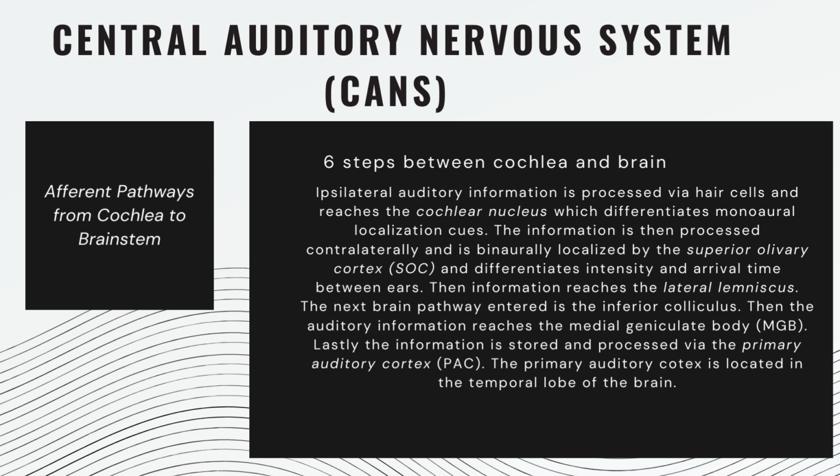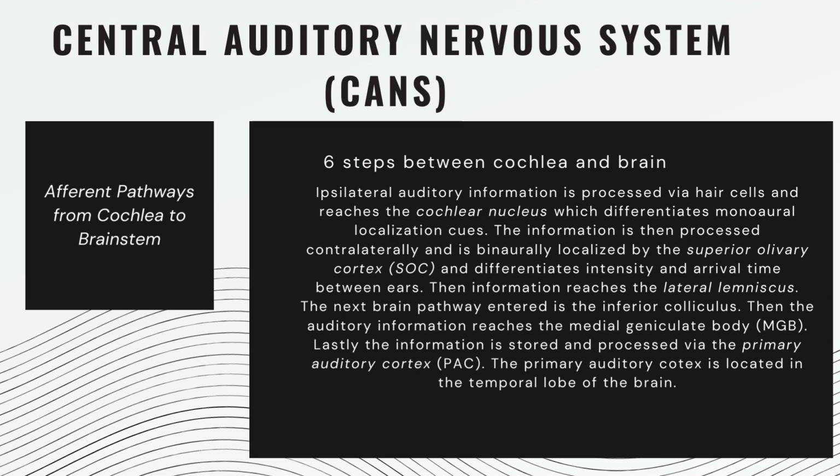I will be talking about the central auditory nervous system, the CANS, as the afferent pathways from the cochlea to the brainstem. There are 6 steps between the cochlea and the brain, in which ipsilateral auditory information is processed via hair cells and reaches the cochlear nucleus, which differentiates monaural localization cues. The information is then processed contralaterally and binaurally localized by the superior olivary complex and differentiates intensity and arrival time between ears. Then information reaches the lateral lemniscus.